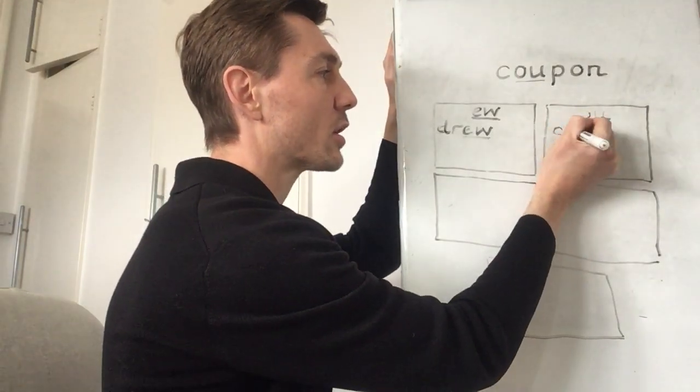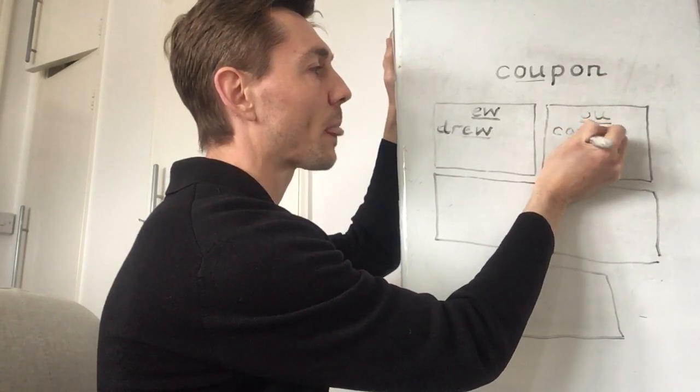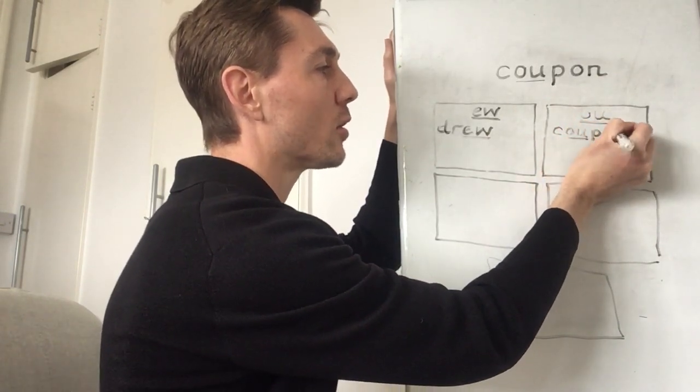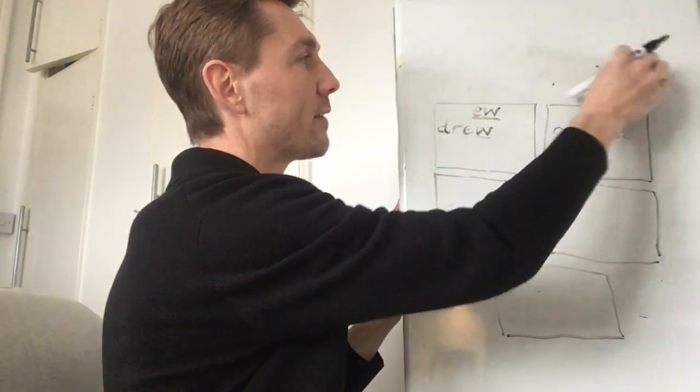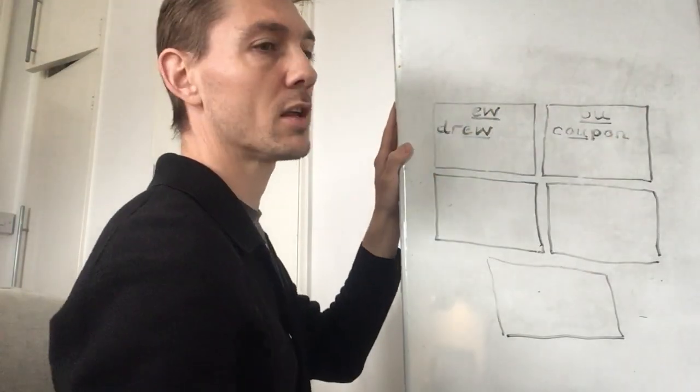So we build the word k, OO, p, o, n. Coupon. A coupon is like a voucher, remember.